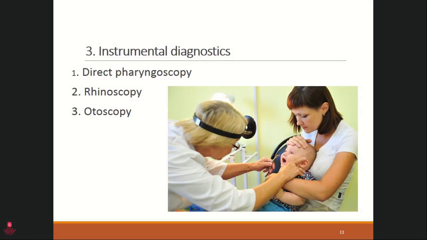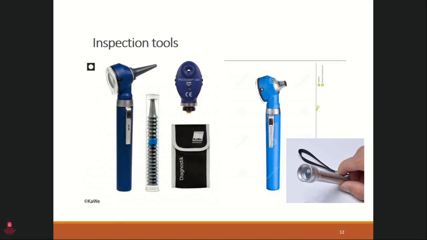About instrumental examination. Instrumental examination, which can be performed by a pediatrician, includes direct pharyngoscopy, rhinoscopy, and otoscopy. The main inspection tool is the otoscope. With an otoscope, you can examine the oral cavity, nose, and ears.